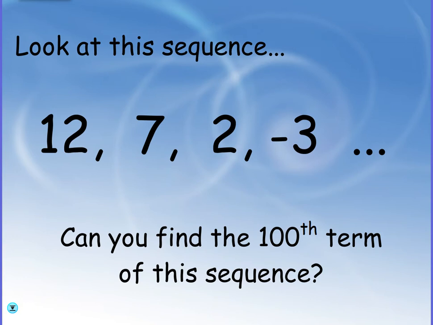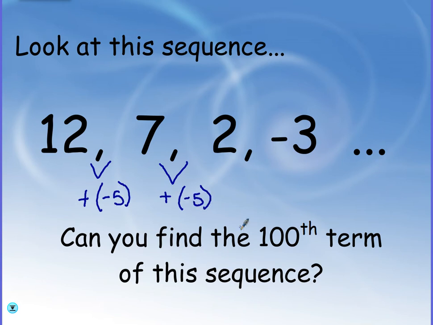Before we get to your worksheet today, I'd like you to take a look at this sequence. We go from 12 to 7 to 2 to -3. Do you see the pattern here? In this example, we are adding -5 to get to our next term. So here we can see a pattern.